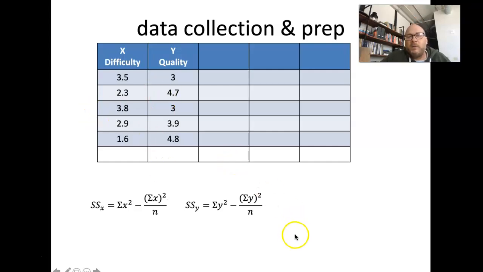And finally, there's one more thing we need. This may look kind of new. It's called the sum of products, or the sum of cross products. It's actually the exact same thing, except we're cross multiplying.